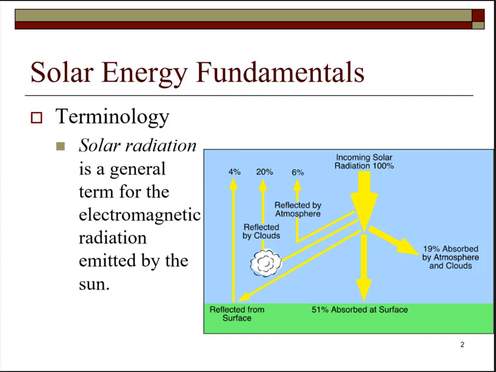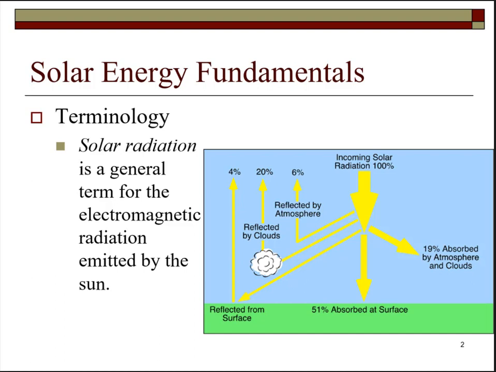We begin with some important terminology. Solar radiation is a general term for the electromagnetic radiation emitted by the sun. You can see that the incoming solar radiation is either reflected or absorbed by the Earth.